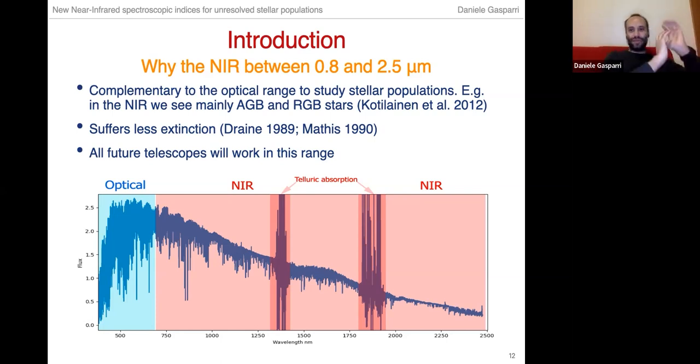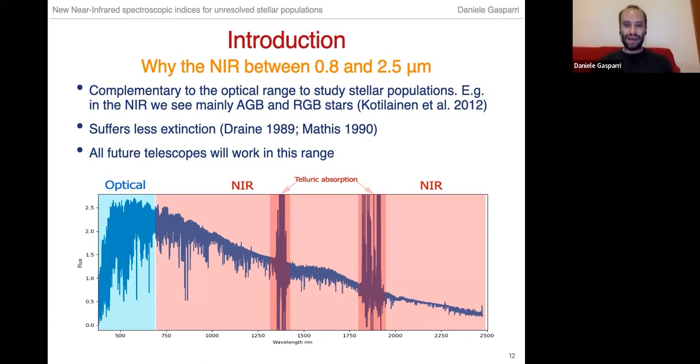This is a complementary band with respect to the optical that allows us to see other stars, because in the near-infrared, especially in the H and K bands, we see mainly AGB and RGB stars. We don't have information on main sequence turn-off stars. We have a lot less extinction, so the investigation of near-infrared galaxies will allow us to see where the optical part cannot see. I'm talking about the dust obscured galaxies, which can be investigated in the near-infrared regions. Last but not least, as I already said, all the future telescopes will work in this range.